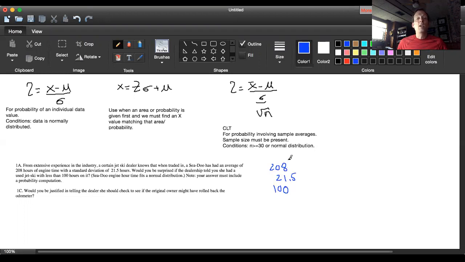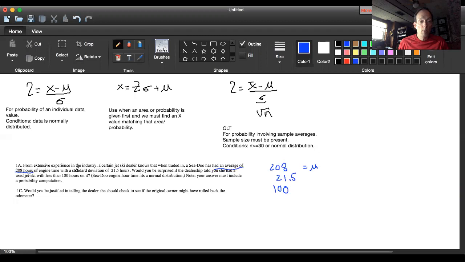So the first thing I'm thinking of is I want to get labels on these numbers. They said that a Sea-Doo has had an average of 208 hours, so the 208 must be my population average mu. Now, how did I know that was not an X bar, a sample average? That's because they did not say anything about a sample size in the question, so I know that 208 can't belong to anything connected with a sample.